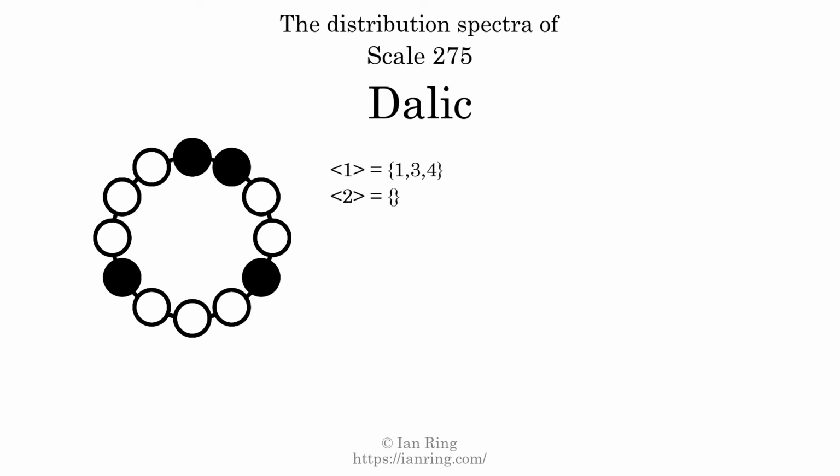The generic interval of 2 scale steps comes in 4 different specific interval sizes: 4 semitones, 5 semitones, 7 semitones, and 8 semitones. The spectrum width of this generic interval is 4. The generic interval of 3 scale steps comes in 3 different specific interval sizes: 8 semitones, 9 semitones, and 11 semitones. The spectrum width of this generic interval is 3.